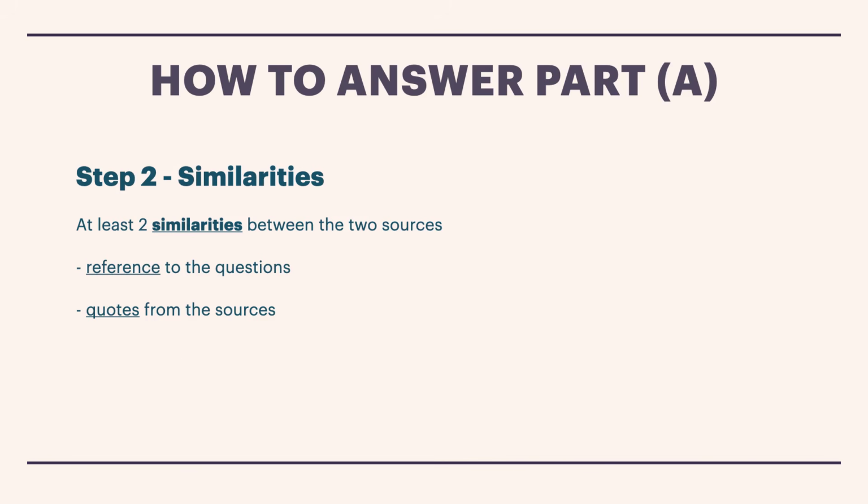Step 2 is to find the similarities. You can start the essay with a quick introduction, or you can straight away mention the similarities between the 2 sources. When you mention the similarities, make sure you focus on what the question is asking, rather than random similarities. You must also include quotes from the sources to support your answer. You will need to write at least 2 similarities between the 2 sources.